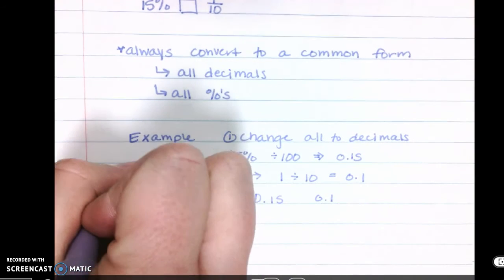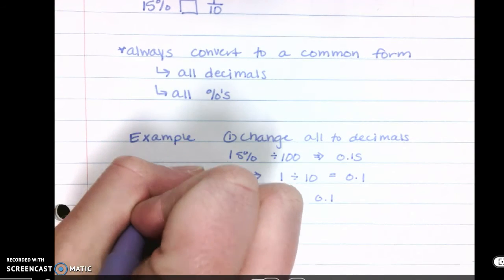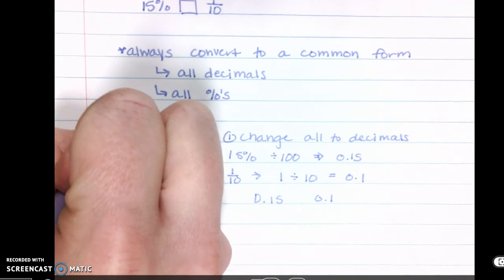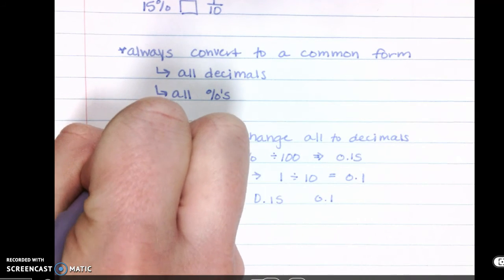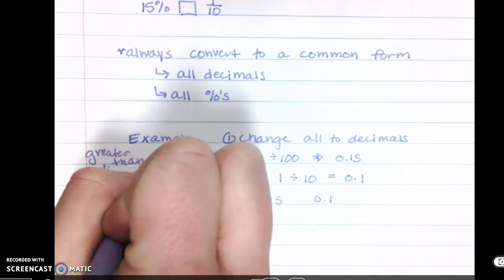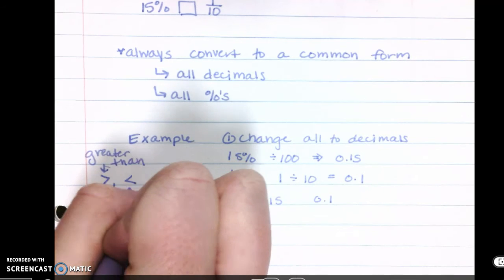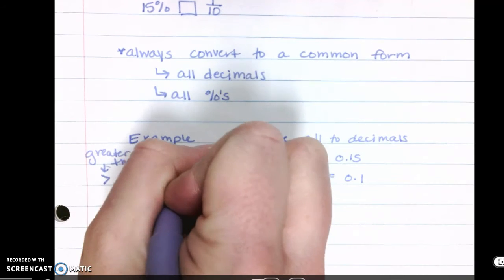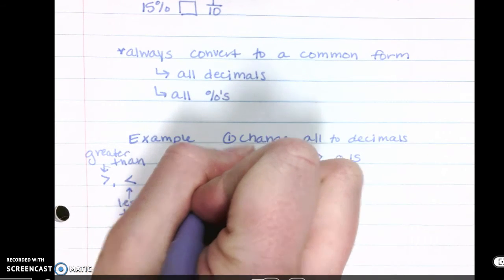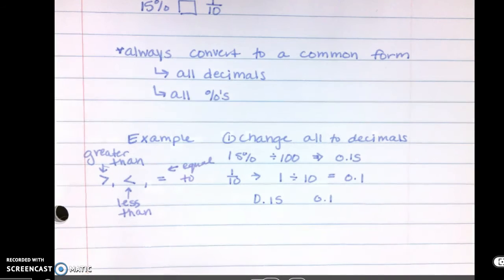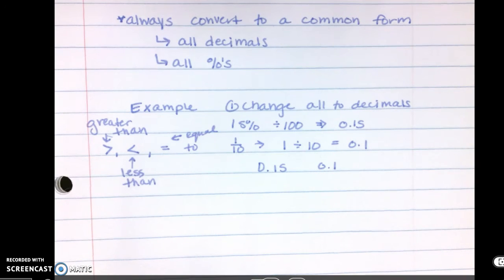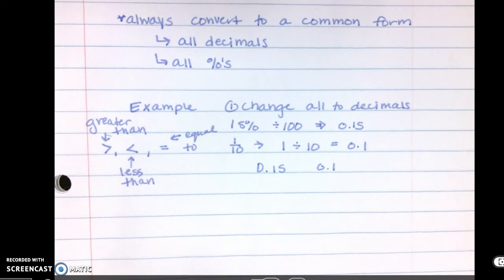Remember, these are your 3 symbols. Greater than, less than, and equal to. So I'm looking at my two numbers. I have 0.15 and 0.1. I want to be able to compare those two.